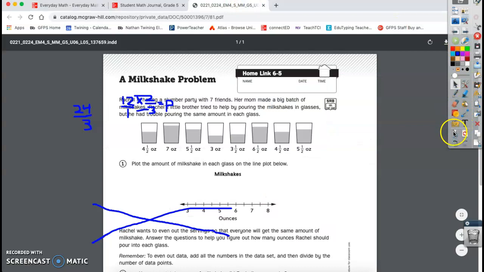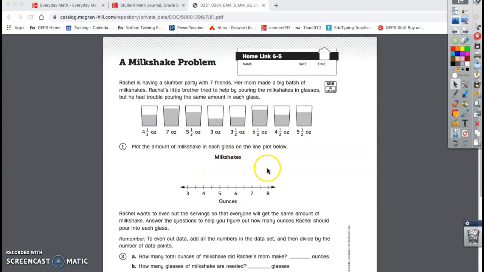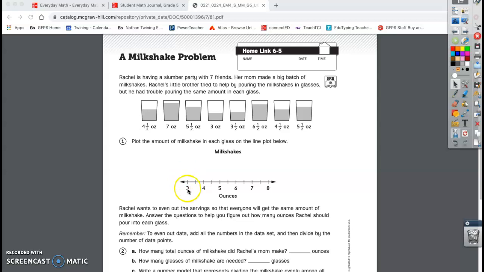Our home link, I'll have to clear the annotations again, looks kind of similar to the work that we've done. It said plot the amount of milkshake in each glass on the line plot. So we see we have spaces in between. So this is 3, this would be 3.5, this is 4, this would be 4.5. Every milkshake, you have to put an X for it. So our first one, we have 4 and 1/2. I'm just going to do this first one just so you see. We have 4 and 1/2.